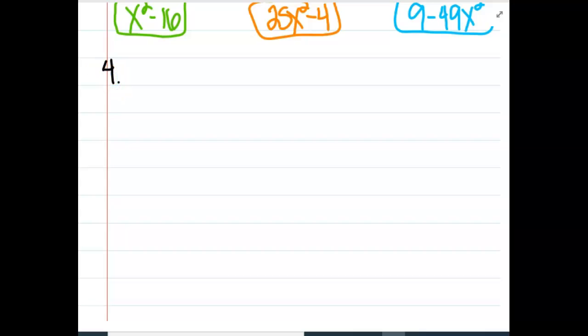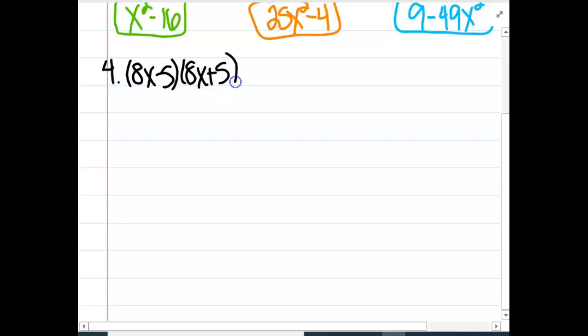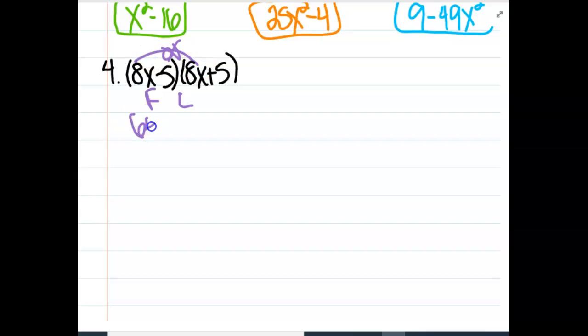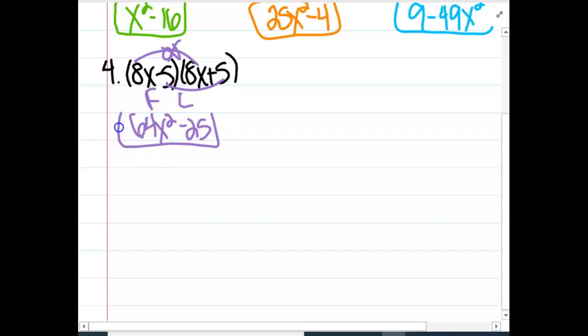Okay, number 4 says 8x minus 5 times 8x plus 5. Okay, what you're recognizing, 8x and 5, 8x and 5, same exact thing in both sets of parentheses, but the signs are different, which means that middle term is going to cancel out. So we're just going to do the F and the L. So 8x times 8x is 64x squared. The L, negative 5 times a positive 5 is negative 25. Okay, we'll do number 5 together, and then you guys try number 6 on your own.